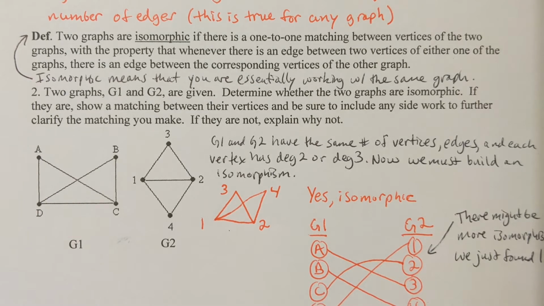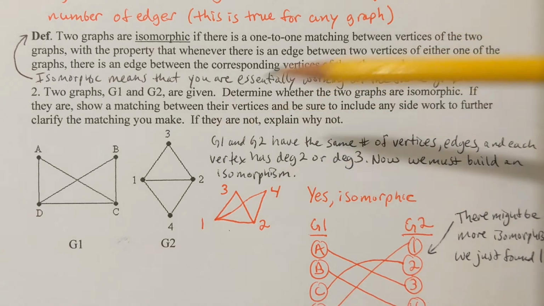A definition there. Two graphs are isomorphic if there is a one-to-one matching between vertices of the two graphs, with the property that whenever there is an edge between two vertices of either one of the graphs, there is an edge between the corresponding vertices of the other graph. So essentially you're working with the same graph in isomorphism.